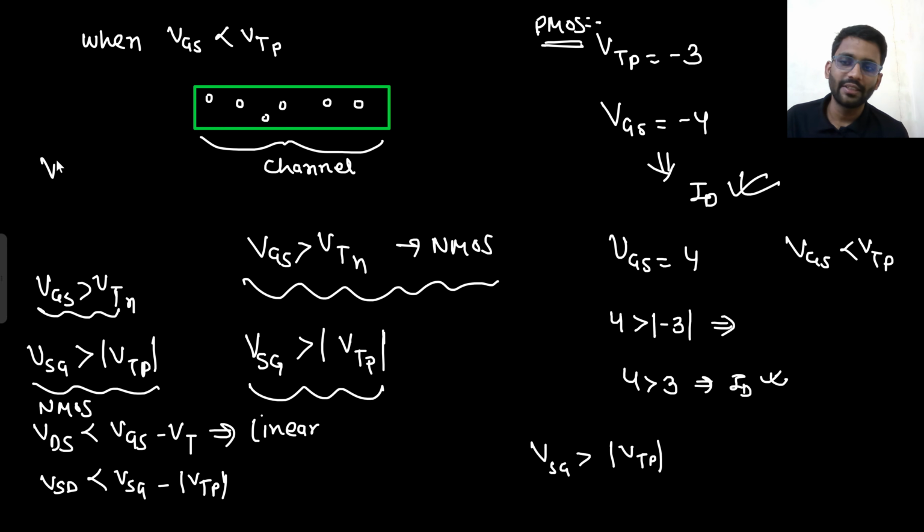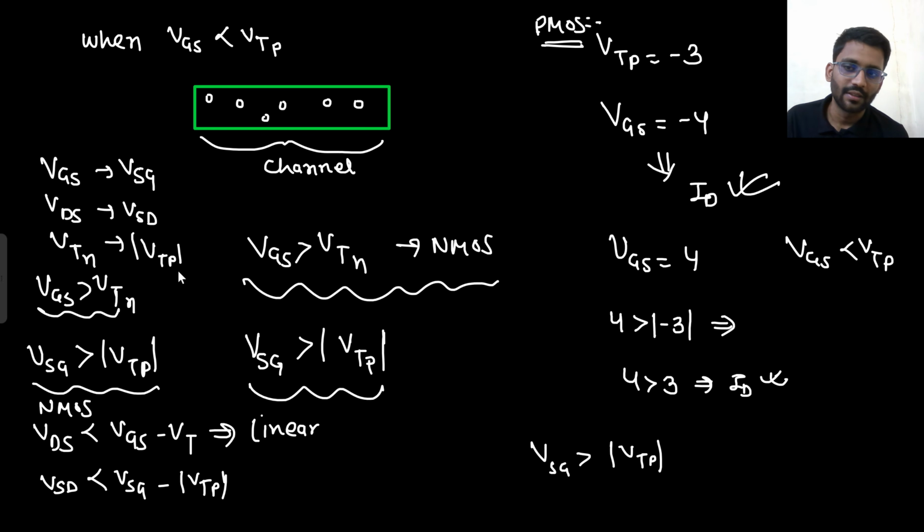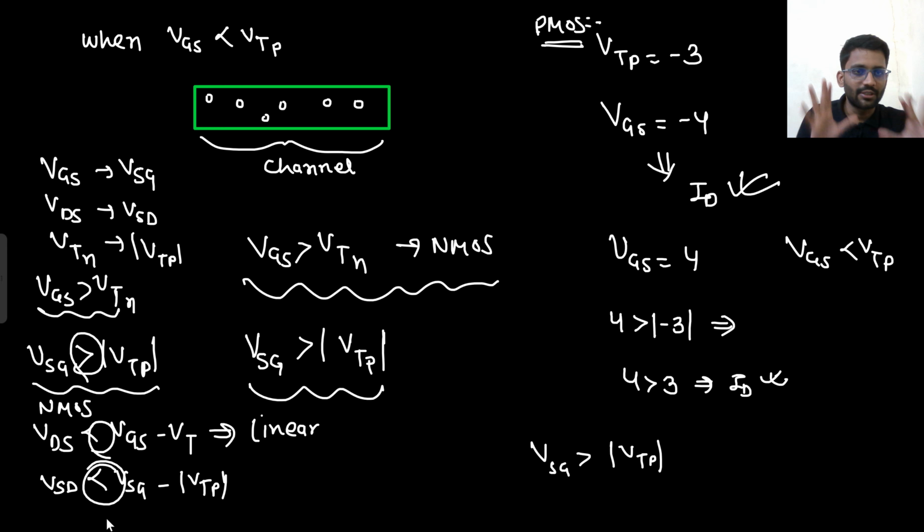So basically, you are replacing your VGS with VSG, you are replacing your VDS with VSD, and you are replacing your VT with mod of VTP. That's it. No sign or arrow and all these will change, because if these keep on changing, you will be confused. So this is just my shortcut, or this is how I solve the problem, that I remember for NMOS. I just remember the graph. Okay, if VDS is greater than VGS minus VT, I will be moving to saturation region.